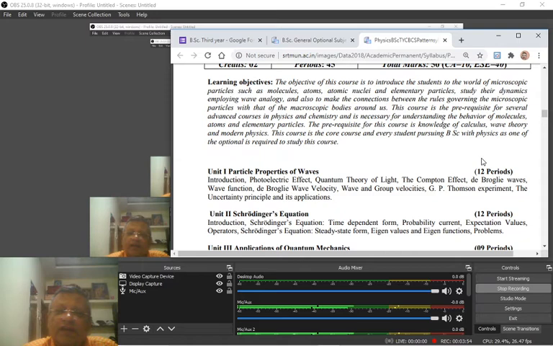Then we have some points of wave mechanics in this unit: wave function, de Broglie wave velocity, wave and group velocity, and the two experiments which support de Broglie's hypothesis, that is, the experimental proof of de Broglie's hypothesis can be done by these two experiments, G.P. Thomson's experiment and Davisson-Germer's experiment. And the last point of this unit is the uncertainty principle and its application.